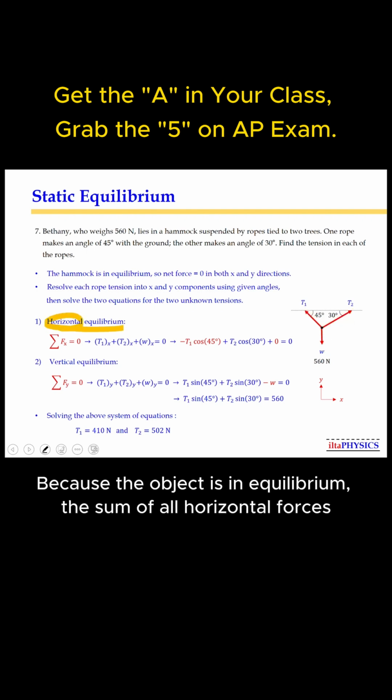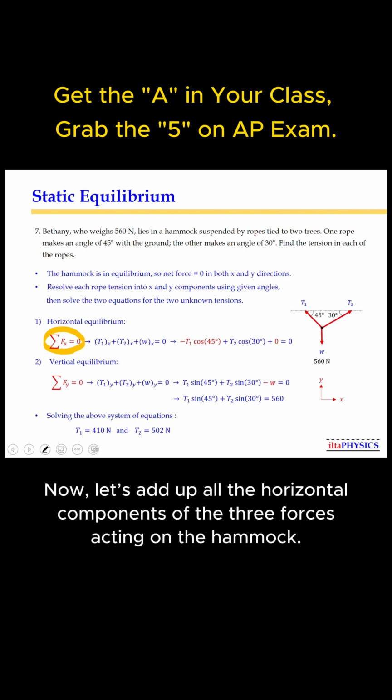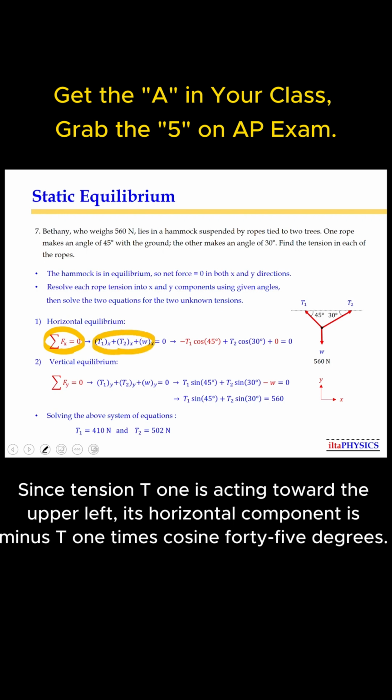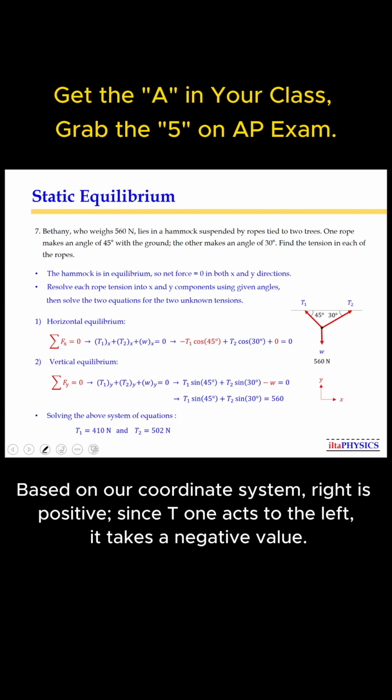Because the object is in equilibrium, the sum of all horizontal forces, the vector sum considering both direction and magnitude, is zero. Now let's add up all the horizontal components of the three forces acting on the hammock. Since tension T1 is acting toward the upper left, its horizontal component is minus T1 times cosine 45 degrees. It is very important to realize that this value is negative. Based on our coordinate system, right is positive. Since T1 acts to the left, it takes a negative value.